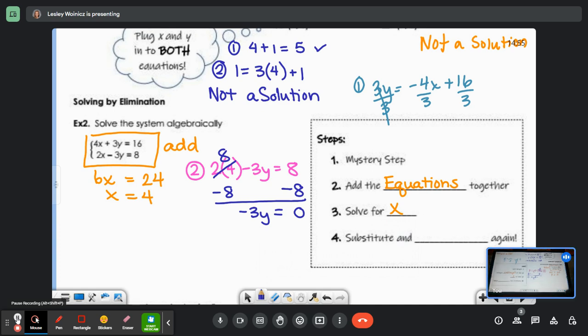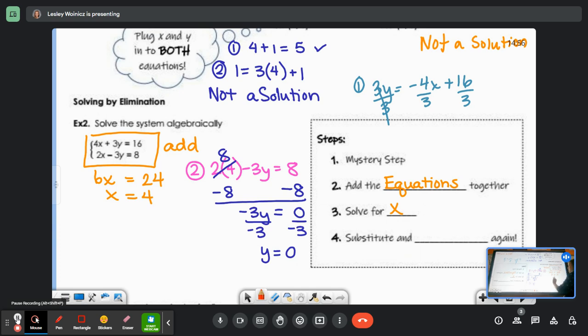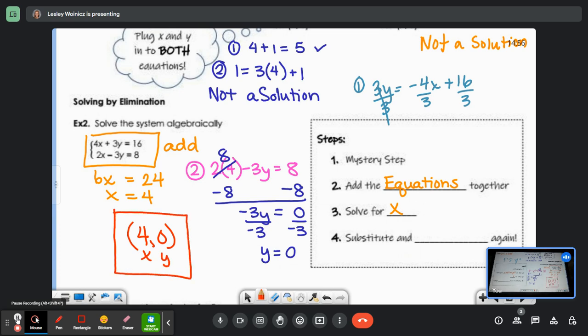How do I undo multiplying by negative 3? Yeah, divide both sides by negative 3. And I get y is 0. And that's the other part of my answer. So my answer is 4, 0, where the 4 is the x and the y is the 0. So we substitute and solve again.